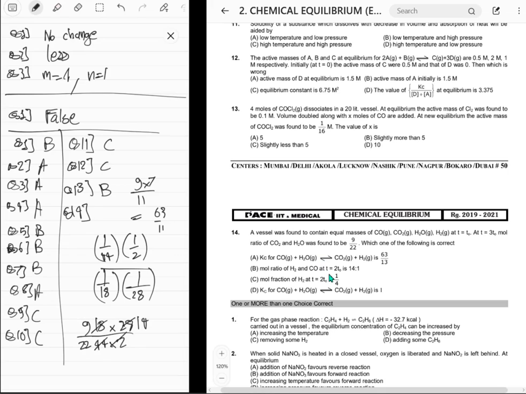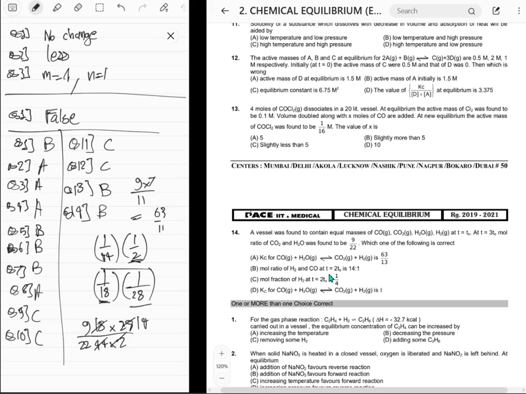Mole ratio of H2 and CO at T equal to naught is 14:1. So this guy is H2. So 1 upon 2, that's for H2, and 1 upon 28, that's for CO. So it's just 14:1. So B is correct. There we go.